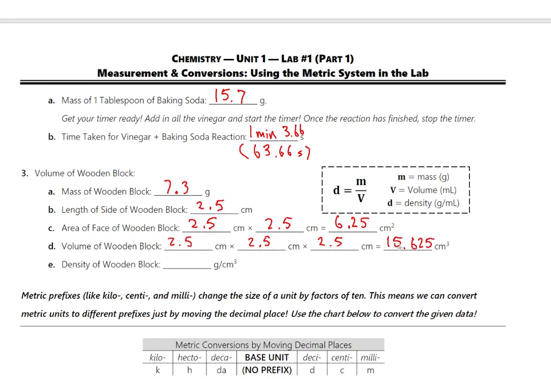Okay. Now our density is going to be our mass divided by the volume of the block. So if we take 7.3 divided by 15.625, what we get is a density of about 0.4672. Okay. Now you can round this a little shorter if you'd like. So you can round it up to maybe like 0.47. Usually 2 or 3 decimal places is good. So I'm going to round it up to 0.47 grams per cubic centimeter, or grams per centimeter cubed.